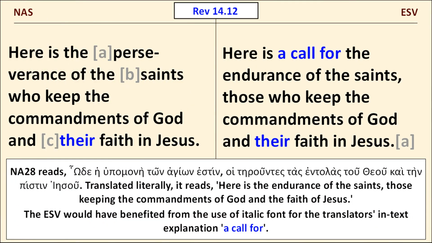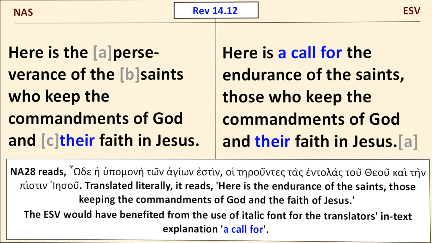Translated literally, this verse reads, "Here is the endurance of the saints, those keeping the commandments of God and the faith of Jesus." So "a call for" isn't in the original language. It's an interpretation on the part of the translators. But because the ESV doesn't use a special font for explanatory language, the reader is not aware and may confuse the translator's explanation with what was actually written.